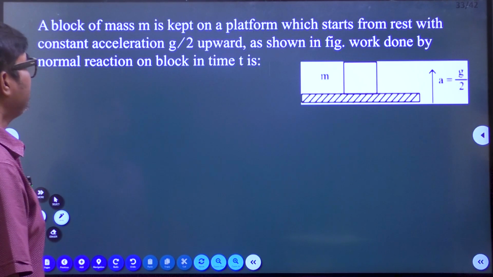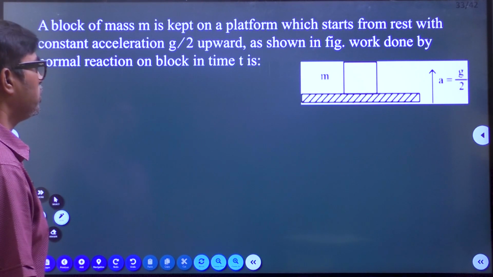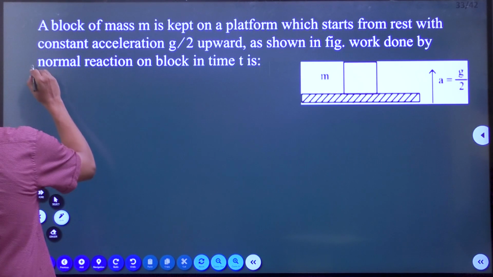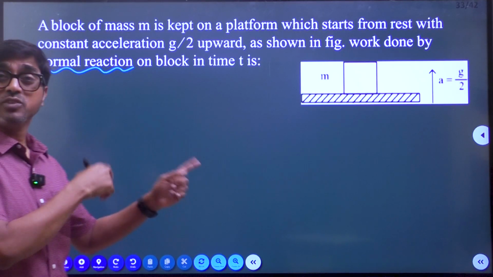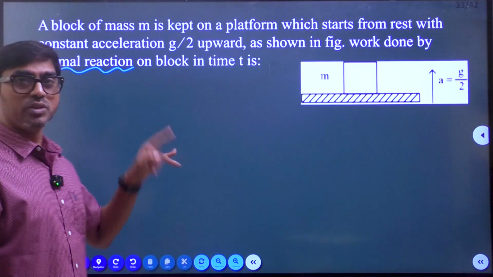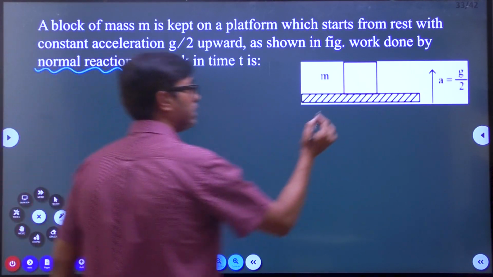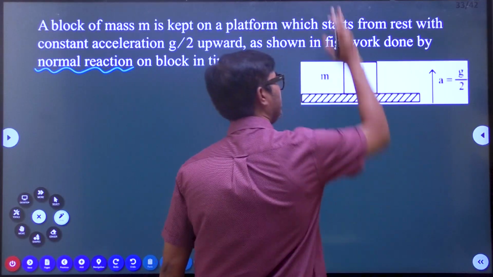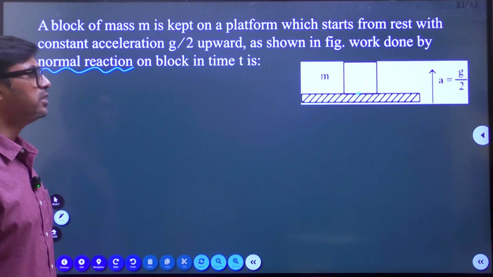A block of mass M is kept on a platform which starts from rest with a constant acceleration g by 2 upward, as shown in the figure. Work done by normal reaction. I have taken this particular question here because in the previous question work done by normal reaction was 0. But here work done by normal reaction will not be 0 because the block has displacement. The point of application of normal reaction has displacement in the direction of normal reaction. Here it does work. In the previous question, normal reaction doesn't work.